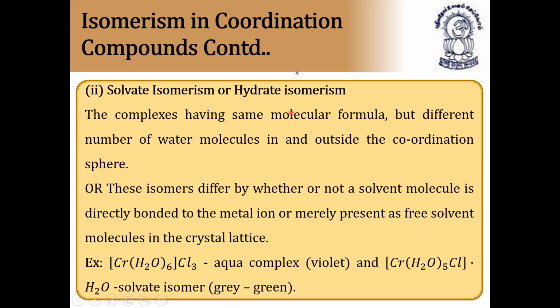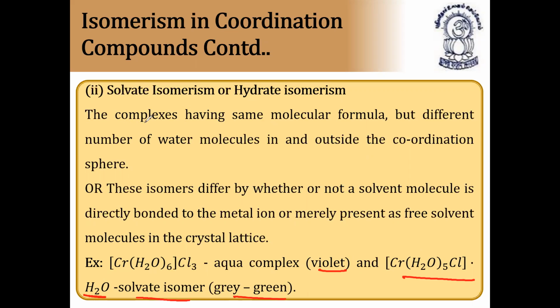Whereas this is called pentaaqua, where one water is outside the coordination entity. You can see here in this compound, only 5 water molecules are present inside, and one water molecule is outside the coordination sphere. So this is called a hydrate isomer. This solvate isomer is gray-green. So gray-green and violet, the colors also change. This type of isomerism is called solvate isomerism or hydrate isomerism.